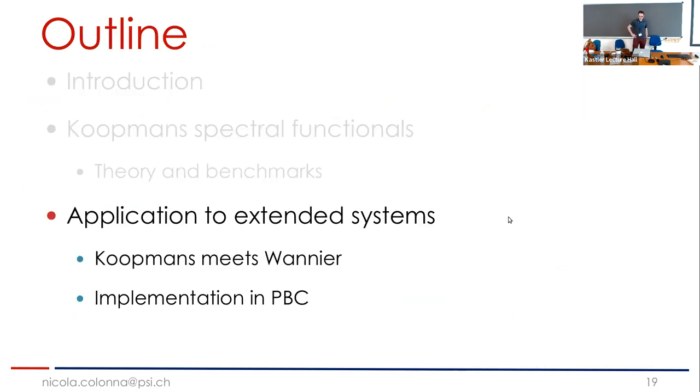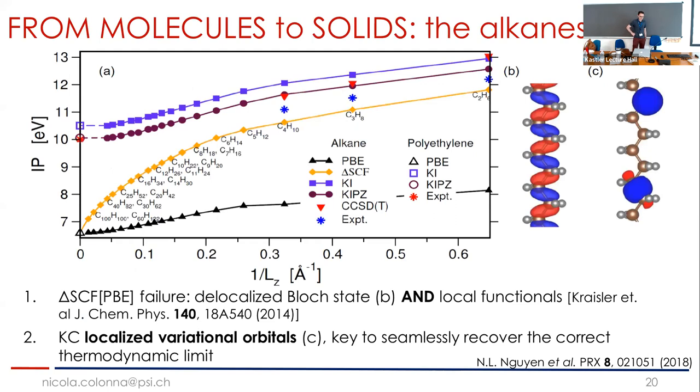Okay, and now I just want to go to the central part of the presentation, that is how do we extend all this to a periodic system or crystalline system. And this is where the localization of the variational orbitals and actually the connection with Wannier functions is apparent, and it's key to the success of the Koopmans functionals. And in order to show you this in some detail, I start with this slide. Essentially, I probably mentioned this or not, but I just want to say that in a nutshell, what Koopmans functionals do is actually enforce in a functional form the concept of delta SCF.